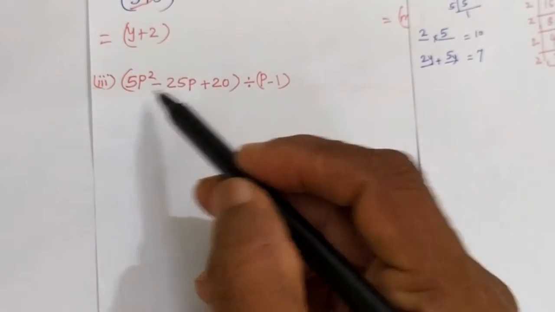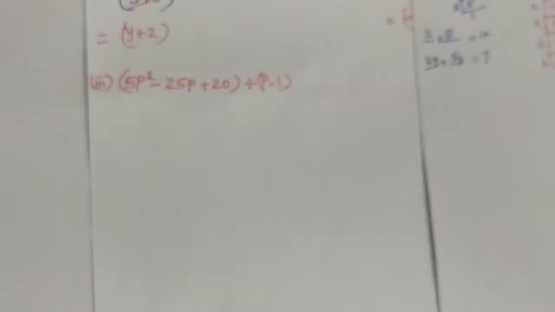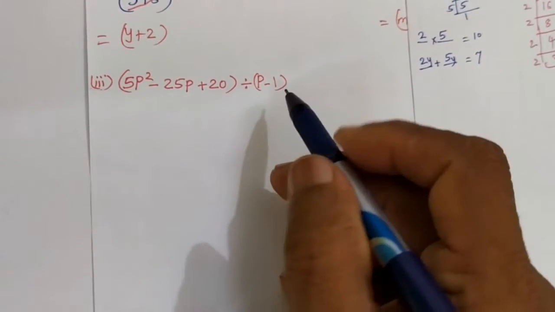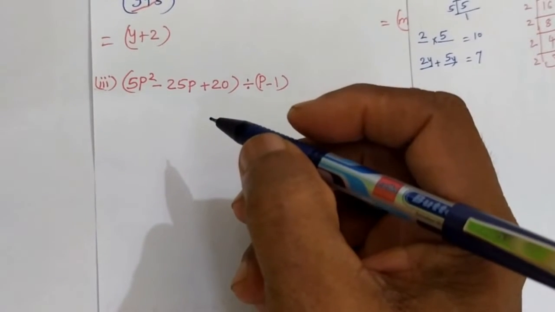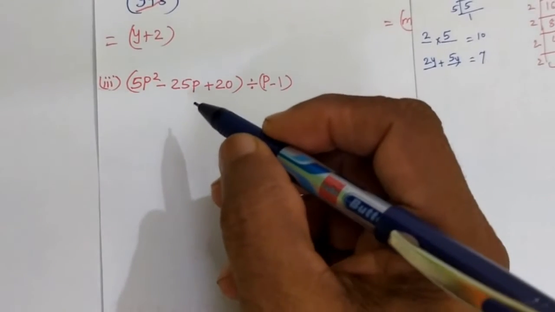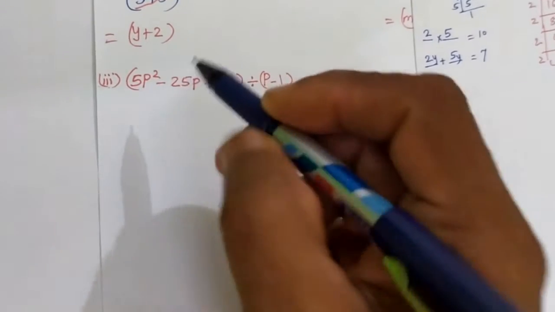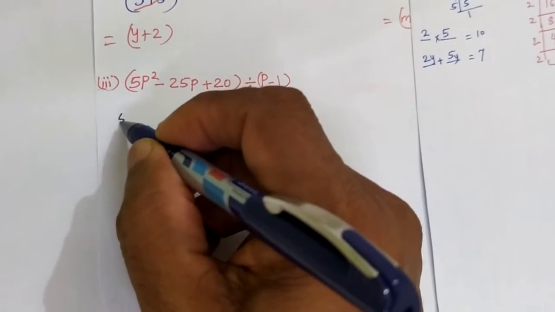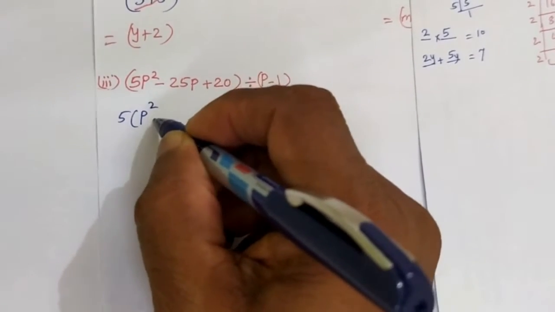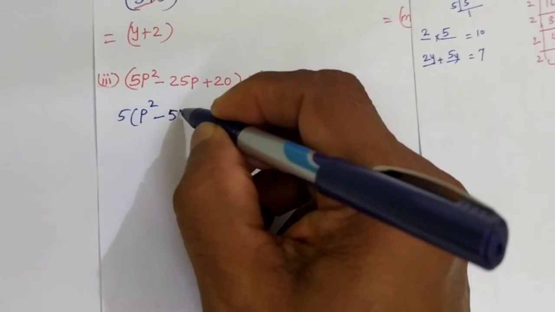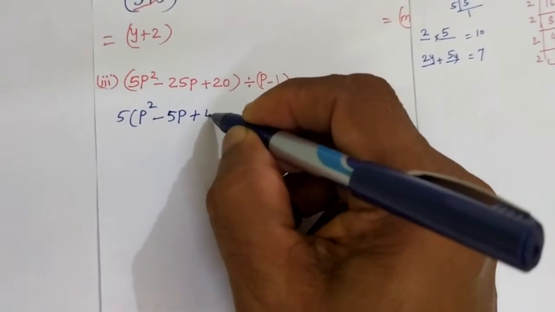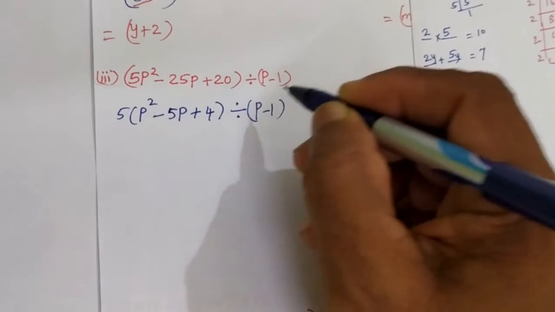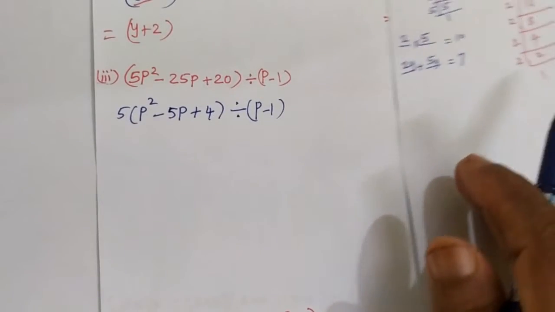Again the same way, but here we have to find a common factor between 25 and 100, but still we will first start with taking a common factor. What is common? 5 on the 5, 5 5s are 25, 5 4s are 20. So 5 is common. So 5 into p square minus 5 5s are 25p plus 4, divided by p minus 1.